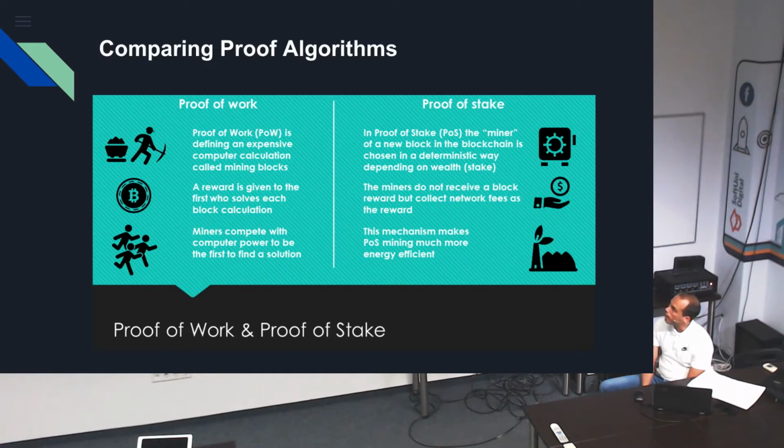Proof of stake was initially mentioned in 2011 on the Bitcoin Talk forum, and the first coin that implemented this algorithm was Peercoin, in 2012. Bitcoin and Ethereum, as we said, use proof of work.